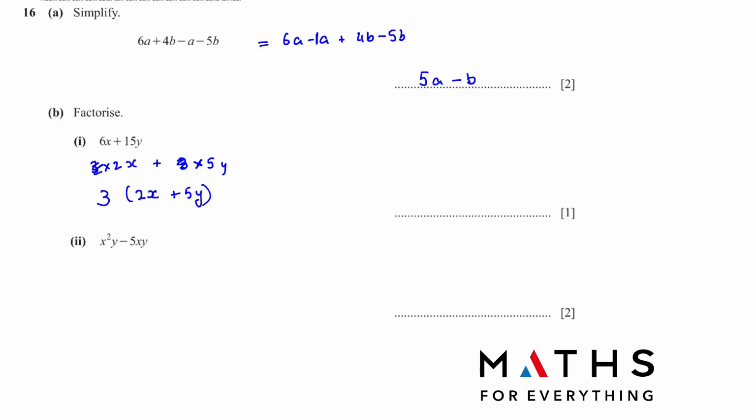For B2, x squared y minus 5xy. Here we don't have numbers. X squared means x times x, y, minus 5xy. Put a bracket, put a negative in the middle. Now whatever is common, we will remove out. The y is common. Start from the sign that is there in the middle. And then 1x is common. What is remaining? X minus 5. That is how you factorize variables.